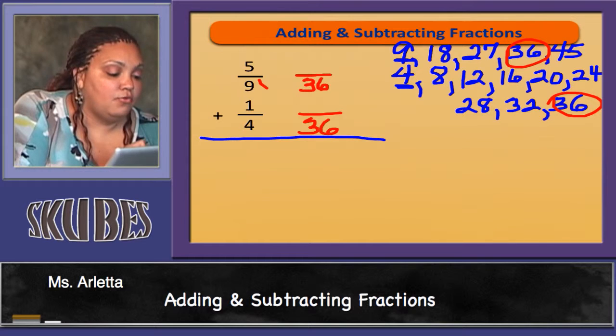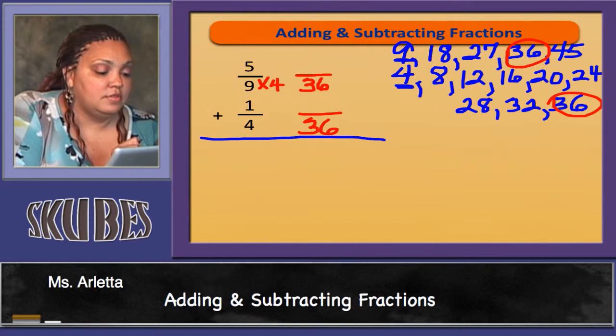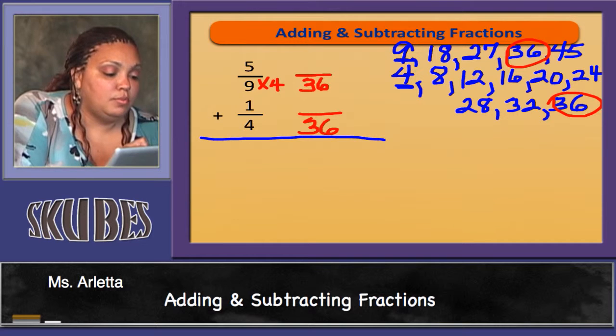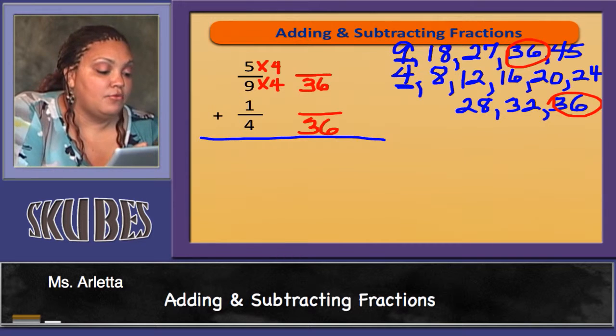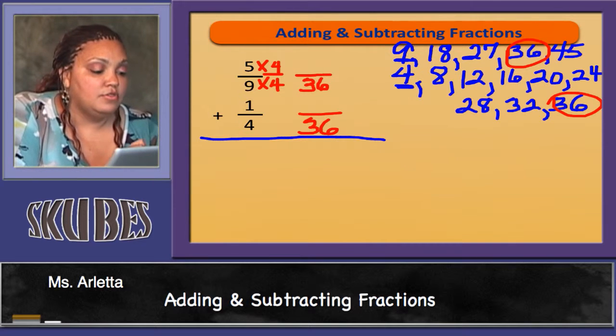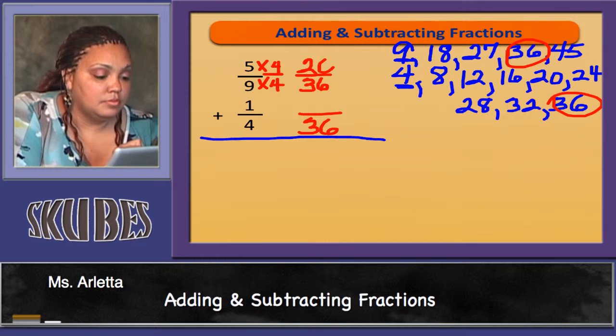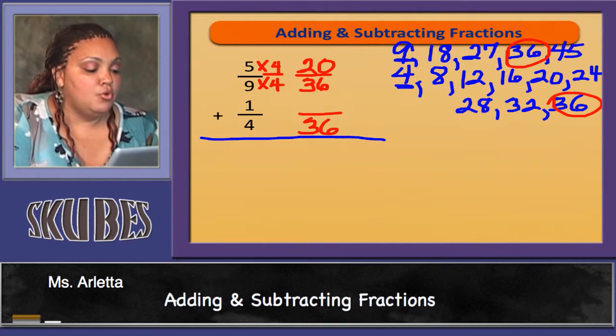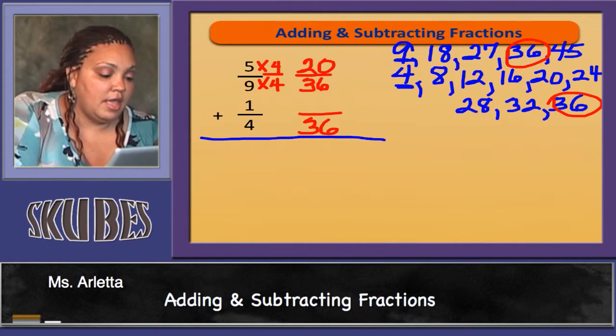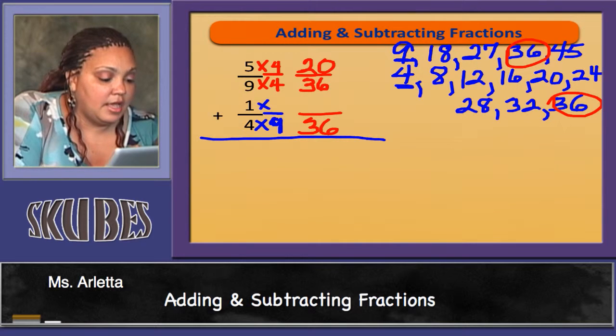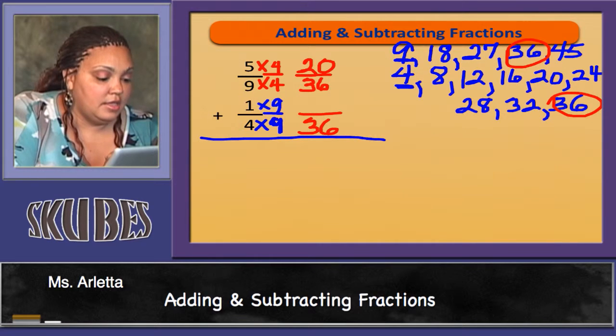Well, we know that 9 times 4 is 36, which means we will have to multiply 5 times 4 on the top. Remember, whatever you do on the bottom of the fraction, you must do the same thing on top. So 5 times 4 is 20. Down at your bottom, you have 4 and you have 36. 4 times what number gives you 36? And that number is 9. If we multiply times 9 on the bottom, then we have to multiply times 9 on the top. And 1 times 9 is 9.